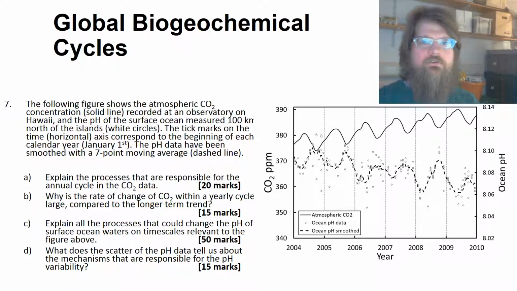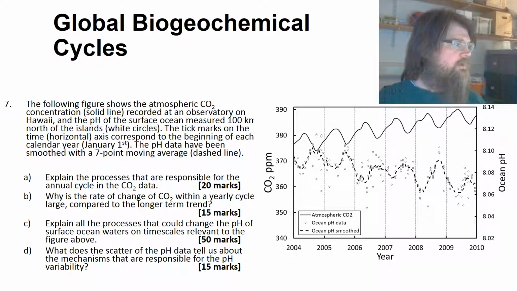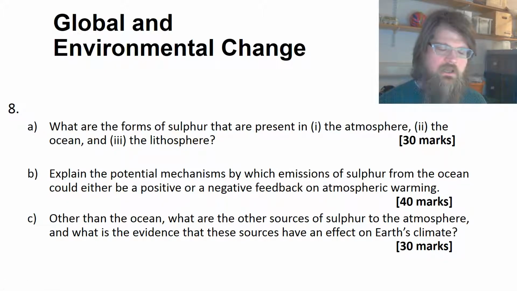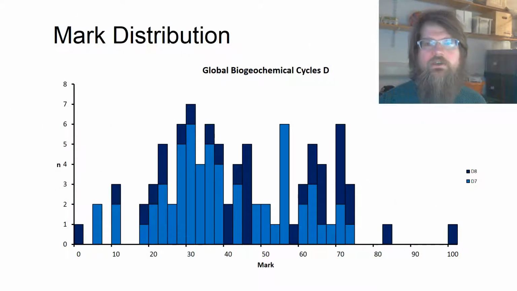But just to point out, there are 2 questions in this section. First, on CO2 in the atmosphere and the variability between years, and the second, or last question on the exam, is about the sulfur cycle, and that will be discussed in another video. But looking at the overall marks for this part of the course, questions D7 and D8, these are the questions on biogeochemical cycles.